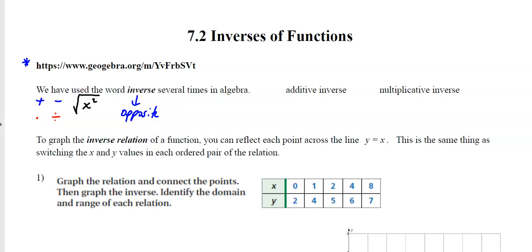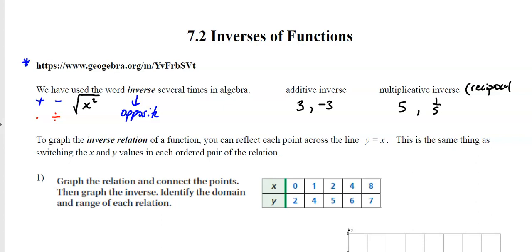We have what's called the additive inverse. So let's say I have a number like 3. The additive inverse would be -3. The multiplicative inverse is also known as the reciprocal. So if you start with a number like 5, the multiplicative inverse is 1/5. So those are some things we've used early on in algebra.